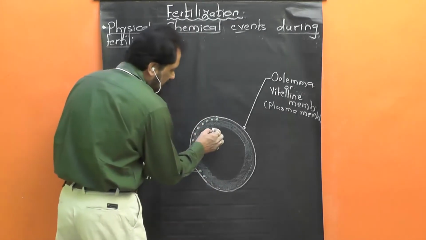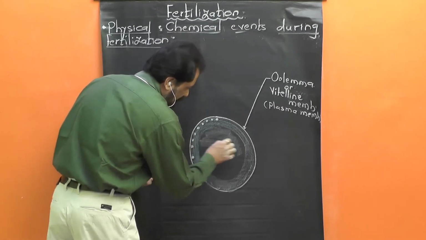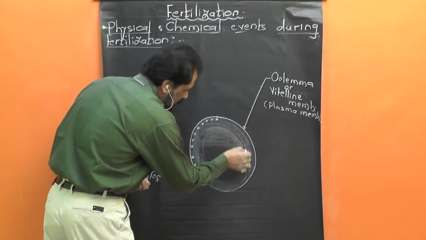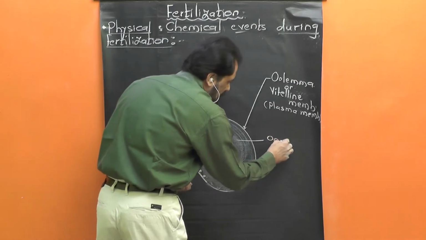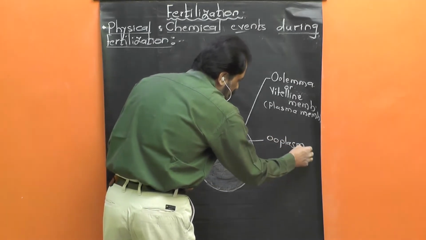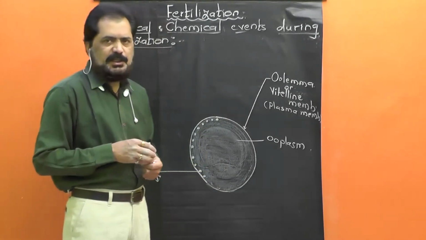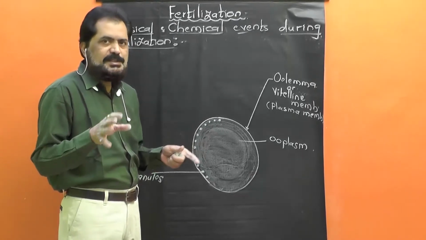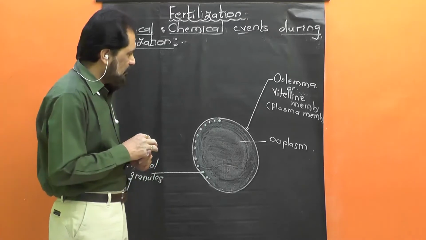Then the inner part of the cytoplasm is known as ooplasm. Here is the ooplasm. And in this ooplasm, nucleus is present eccentrically, slightly away from the center. And that nucleus is haploid. It contains 23 chromosomes.